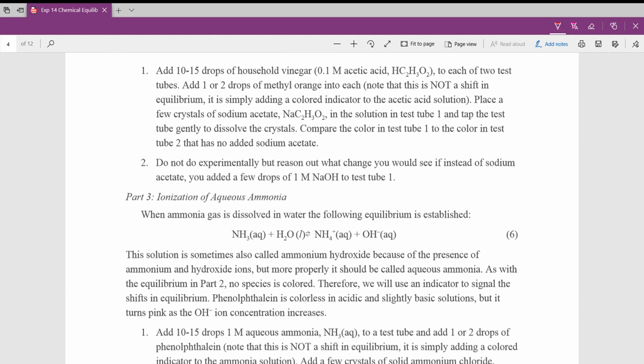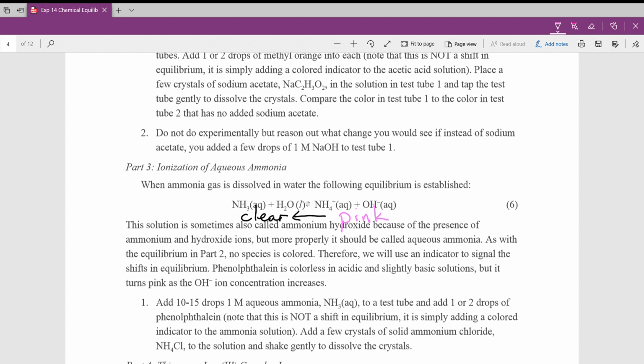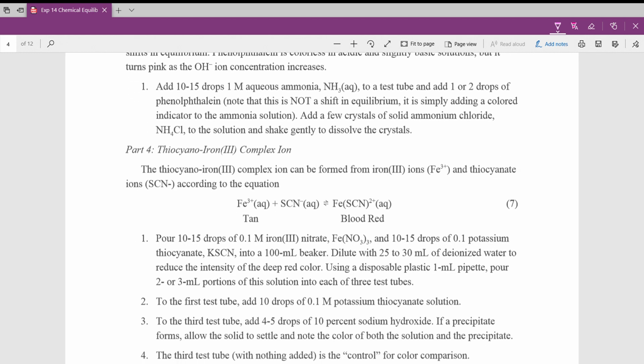Okay, same thing down here, except this side is pink, and this side is clear and colorless, okay? So if it's shifting towards clear and colorless, it's going that way. If it's shifting towards pink, it's going that way. And same thing here. We have tan and blood red here, okay? If it's shifting towards more dark red, it's going that way. If it's shifting towards more tan, it's going that way.